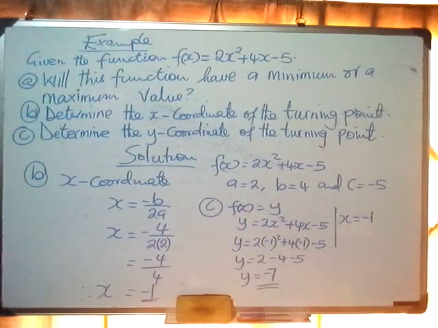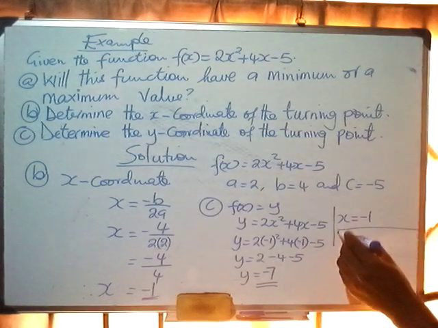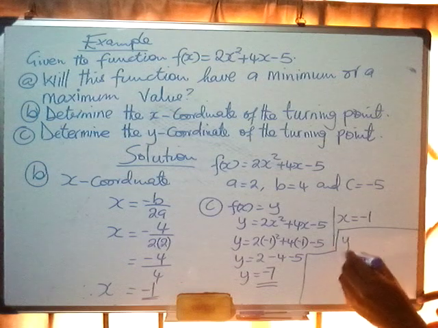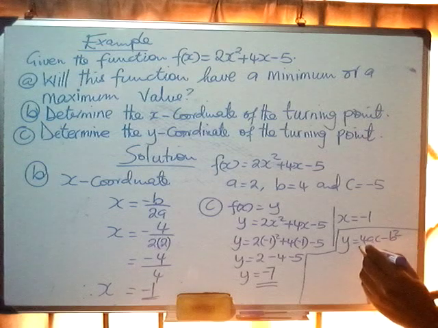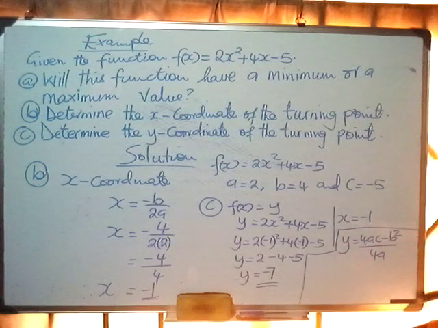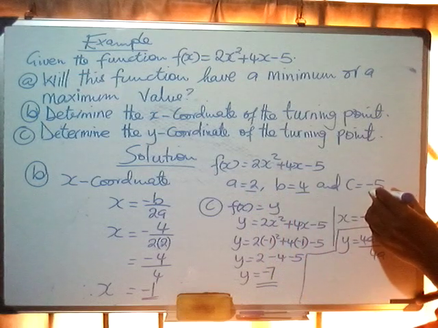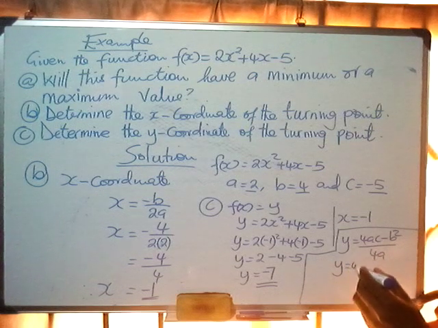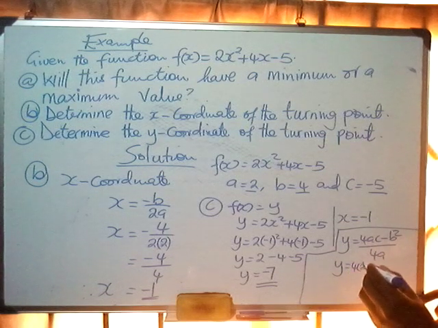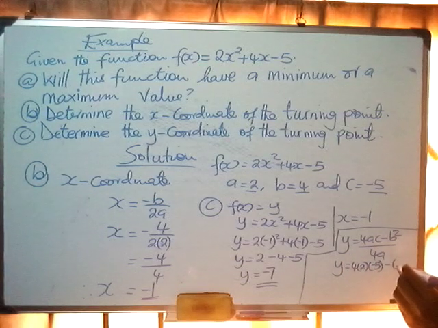What other way can we use to find the value of y? The other way is by using the formula. We said y is equal to 4ac minus b squared over 4a. What is our a? It is 2. What is our b? 4. What is our c? This. So y is equal to 4 open bracket, our a is 2, our c is -5, then minus our b, which is 4 squared.